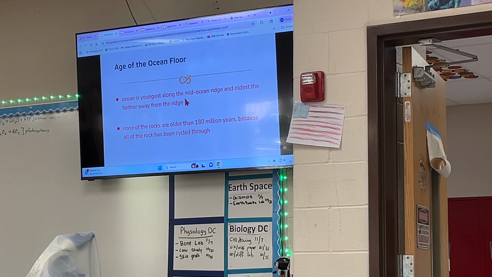So ocean floor is youngest along the mid-ocean ridges and oldest the farther away from the ridge. None of the rocks are older than 180 million years. I mean, that's pretty old to me, because all the rock has been cycled through. So as it dips down, it burns and it gets recycled. So it kind of goes in that pattern. But by the time it gets to the continental crust and starts to sink down, none of it is older than 180 million years. It still seems pretty old to me.